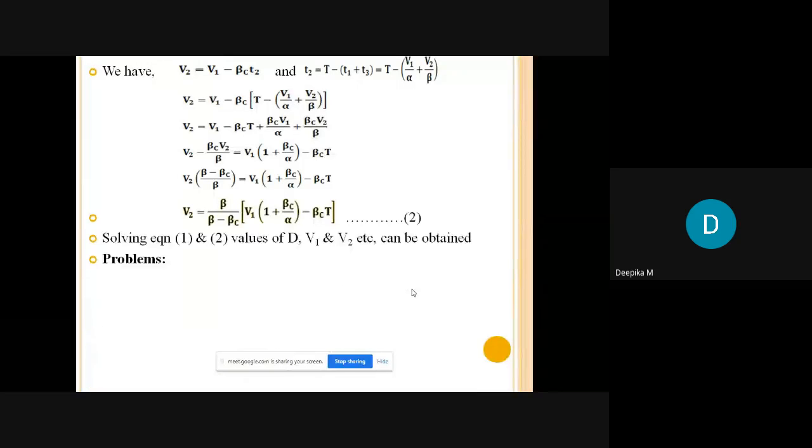So in the last video, we have derived these two equations. Now we will see, one by one, the problems with respect to this. So the first problem goes like this.